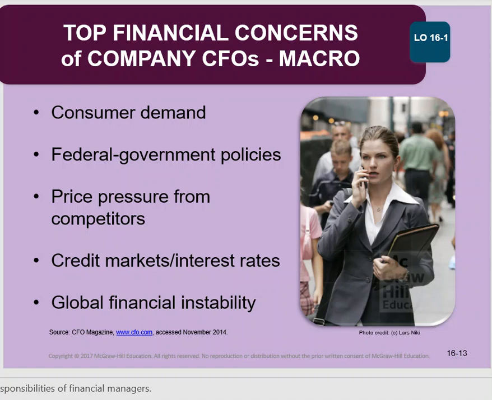The head person of the company is the CFO. He or she will have concerns both on a macro level or a big picture level and on a micro level or a smaller level. From a macro perspective, top concerns of the company's chief financial officer: is there demand for the product or goods or services that I provide? What are the government policies in terms of taxes and in terms of spending? What type of pressures am I facing from my direct competitors? How are the credit markets? Do I have the ability to go out and borrow money, and how low are interest rates? And is the globe financially stable?